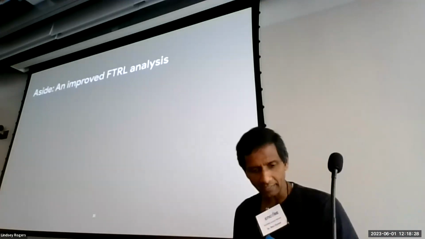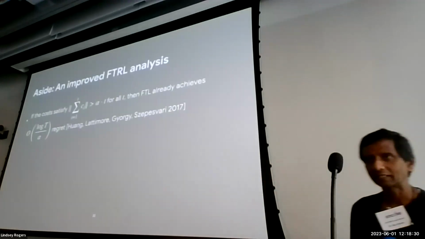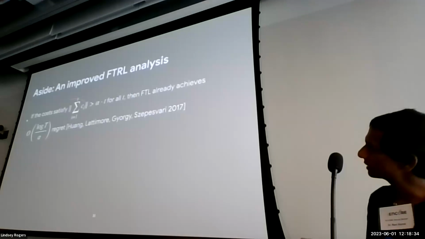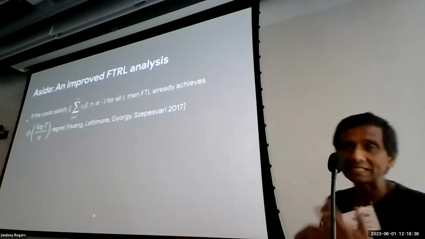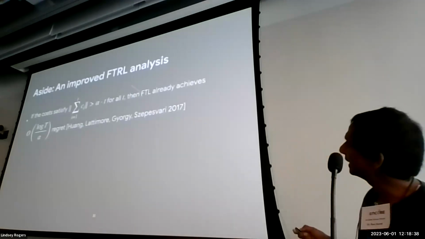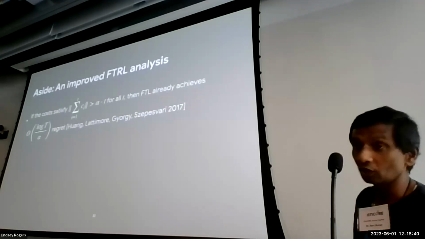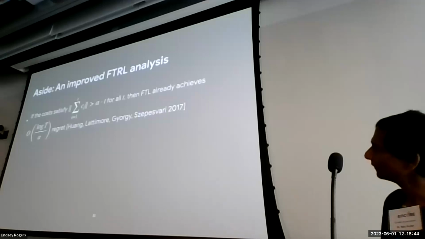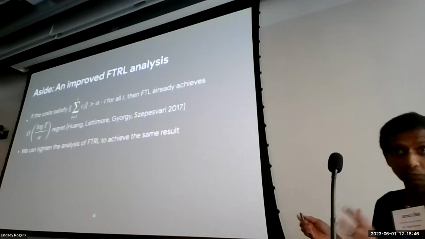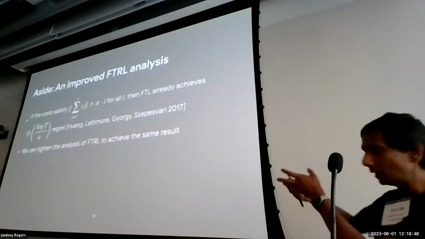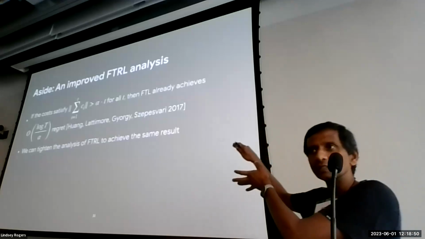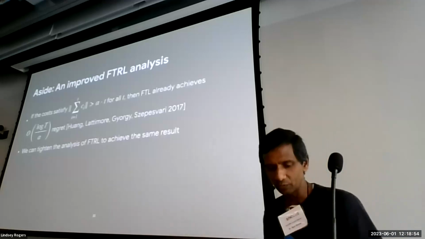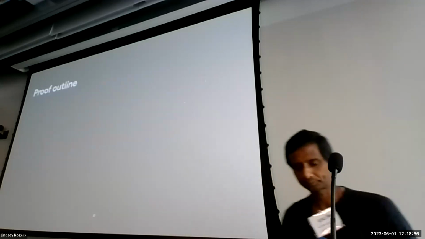So just as an aside, it turns out that there's a technical improvement to FTRL analysis one can do, which is if all the costs are basically linear, right? Then FTL already achieves a log regret. This is an easy case for FTL. And you can extend this to FTRL as well. So the reason why I put this up is that we want to appeal to this result in order to be able to get to the log regret. And this will be a tool that we use as an intermediate step.